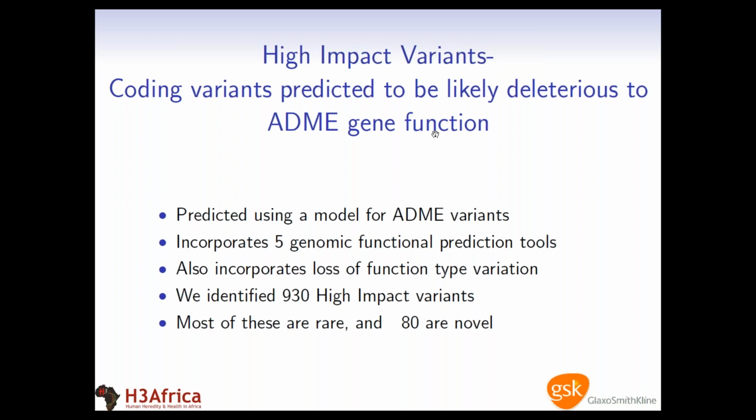Our first point that we'd like to investigate is high impact variants in terms of coding variation. Which of these, based on their genomic characteristics, are likely to be damaging to their gene function? So we use a model that's predictive for ADME variants. It incorporates 5 genomic functional prediction tools. We can also look at loss of function variation using these. And in total, we identified 930 high impact variants. Most of these are quite rare, below a minor allele frequency of 1%, and 80 of them are novel.